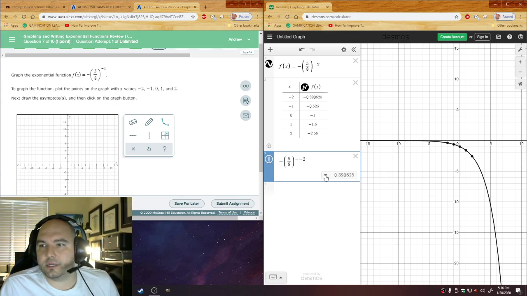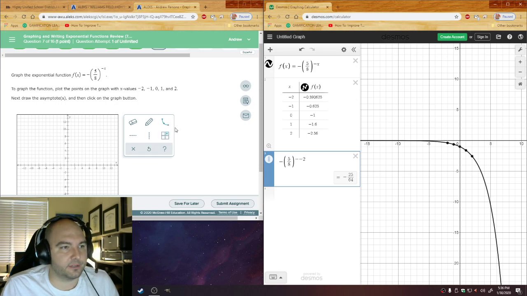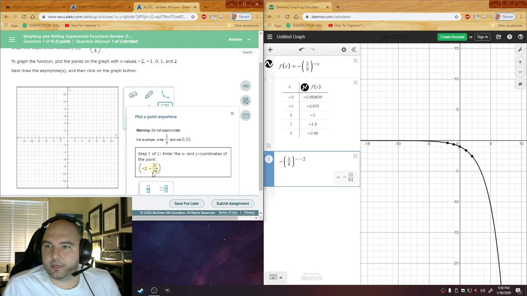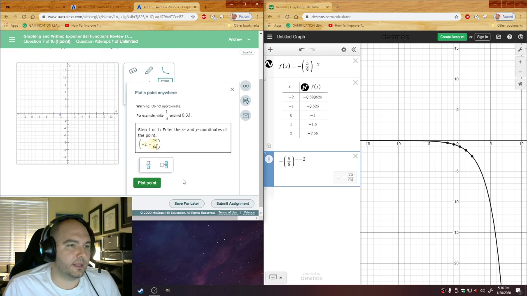25/64. Now you'll notice it didn't add any extra digits here, so I'm kind of under the impression that this is okay to put as a decimal, but I'm just going to put 25/64 because that is probably safer to do. It's not wrong. So I'm going to put -2, -25/64. And that's my first point.